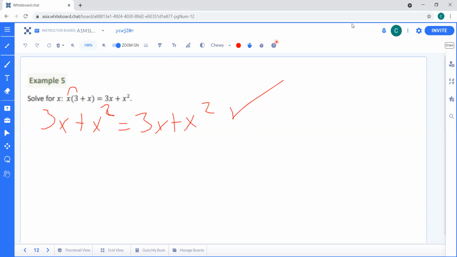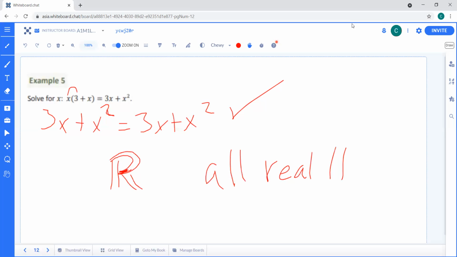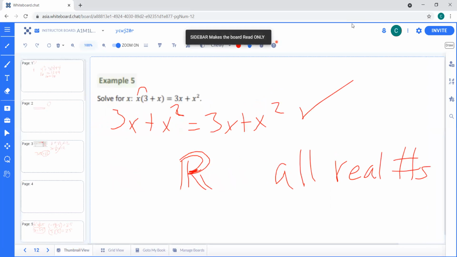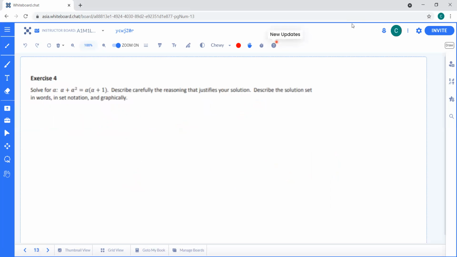Okay. So if you ever see on a computer something that looks kind of fancy like this, that means basically all real numbers in set notation. This would be all real numbers. And that's including 0, that's including negative numbers, that's including positive numbers, everything.